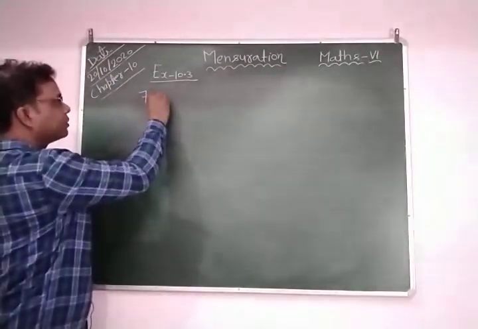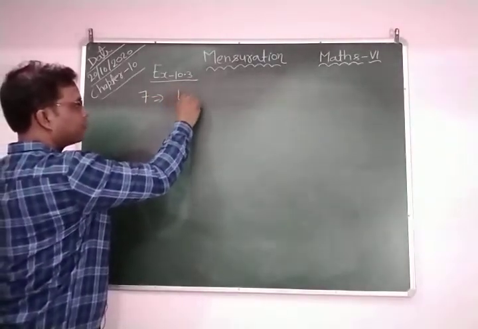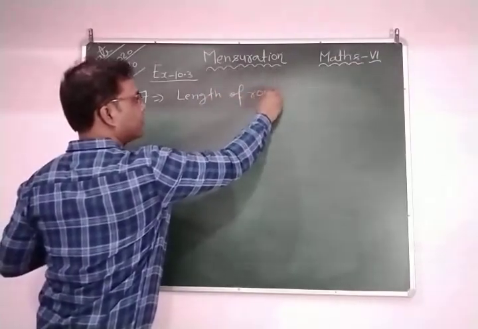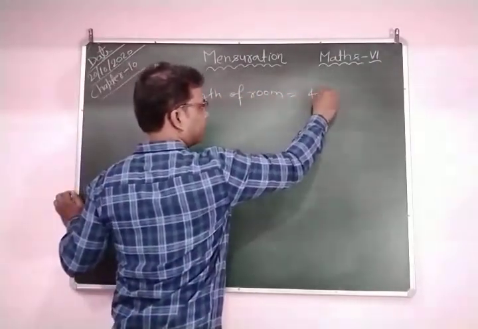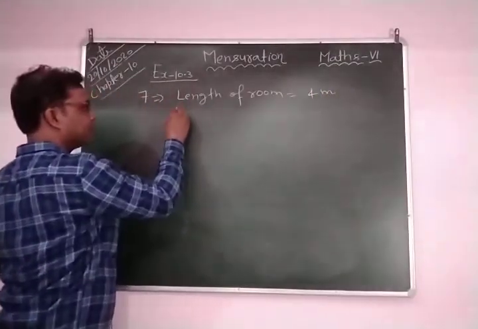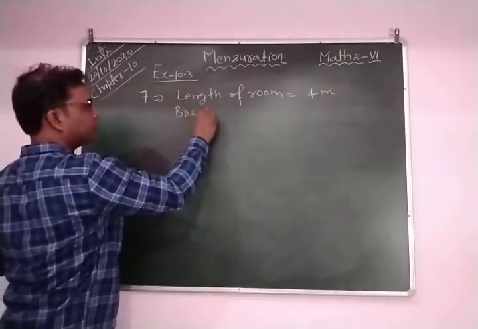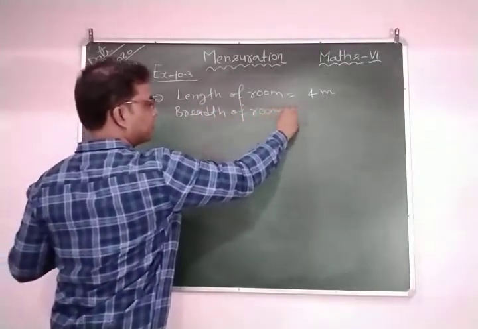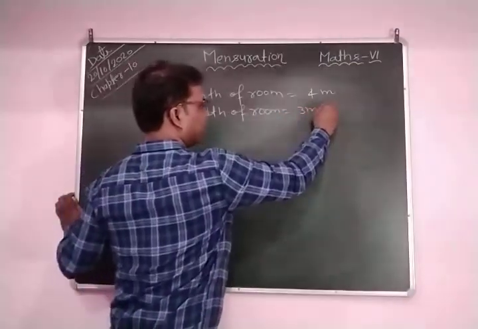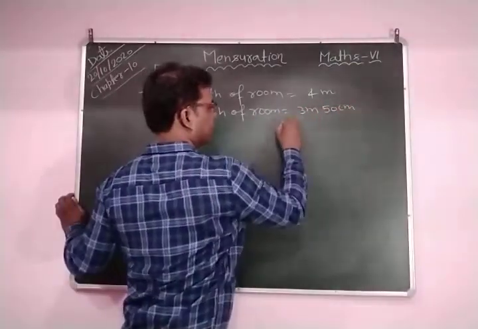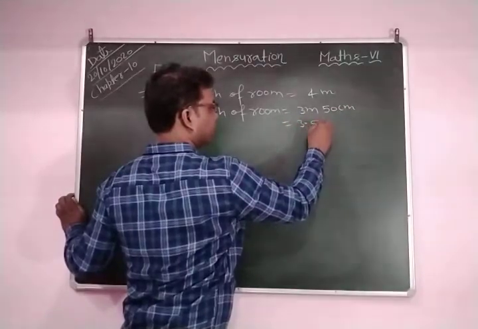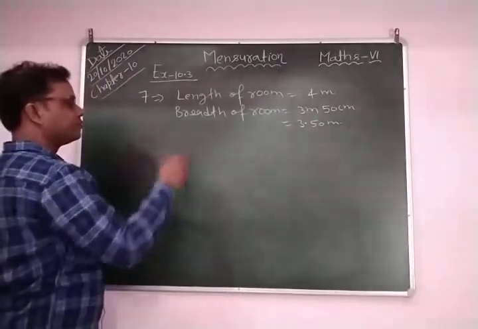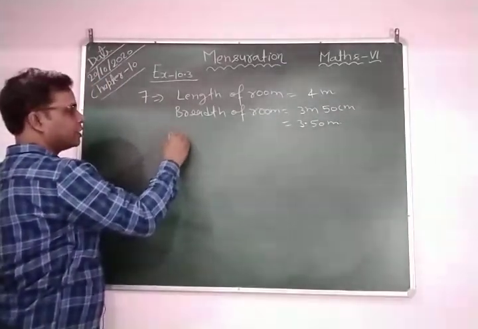Question number 7. Length of room is given as 4 meter and breadth of room is given as 3 meter 50 centimeter, or you can write it 3.50 meter.